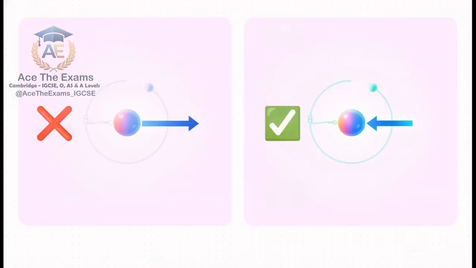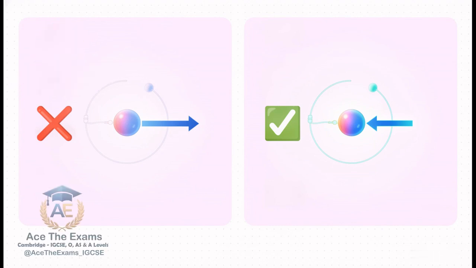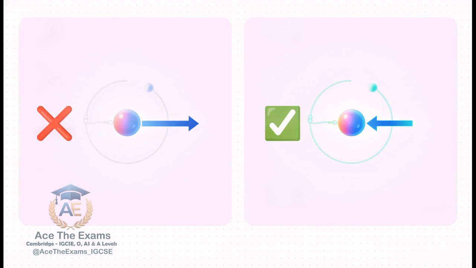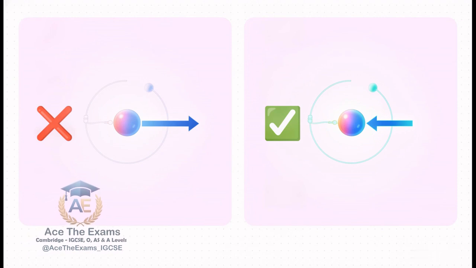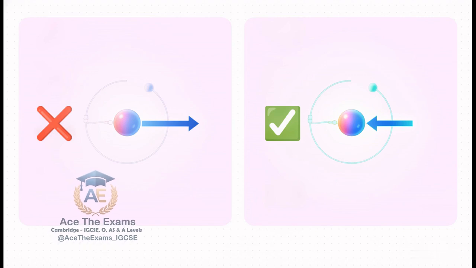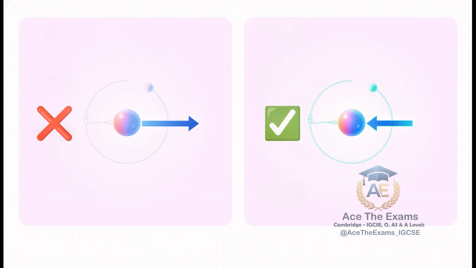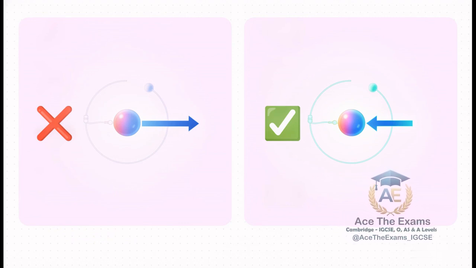Did you catch it? If you noticed that the force has to be perpendicular rather than parallel, you hit the nail on the head. You're thinking exactly like a Cambridge examiner. This brilliantly illustrates how just a single word can completely destroy the scientific reasoning of your entire answer. Remember, circular motion is fundamentally driven by a force acting perpendicular to the velocity of the object, no exceptions.